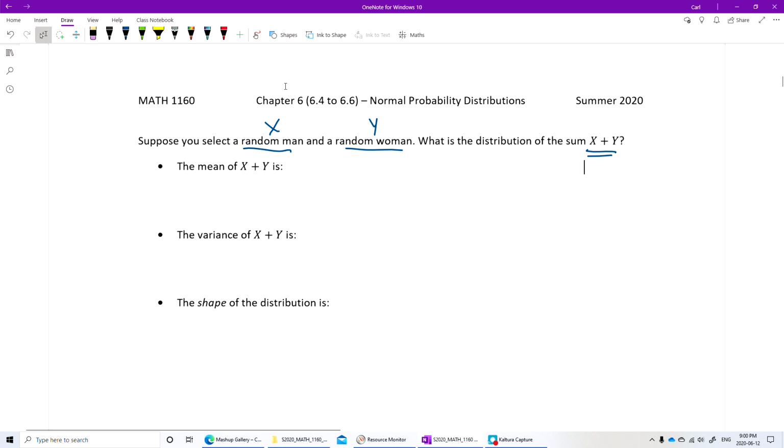Okay, so we know that when we add them together, the average is going to be bigger, right? In particular, the mean of the sum is going to be just the average man plus the average woman. How we would write that is the mean, mu, for x plus y. So we're going to write x plus y as the subscript. The mean for x plus y is going to be the mean for men, which is mu x, plus the mean for women. So we just need to add the two averages.